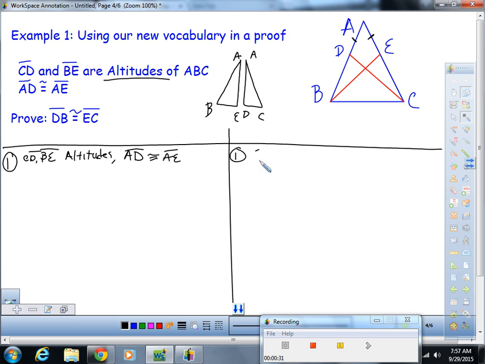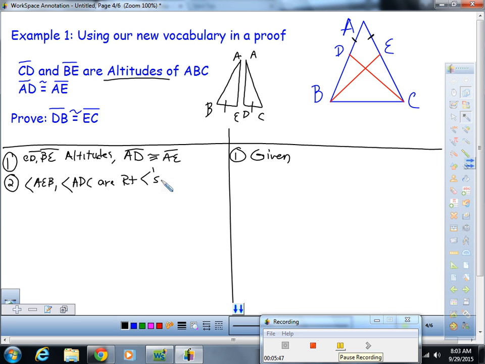That's given. Okay, so let's mark it on this too. All right, well, we know that angle AEB and angle, hold on one second. Okay, what I was doing was checking to make sure, so this is a new thing that I've just clarified for you guys. Since we know that CD and BE are altitudes, we can say that AEB and ADC are right angles.